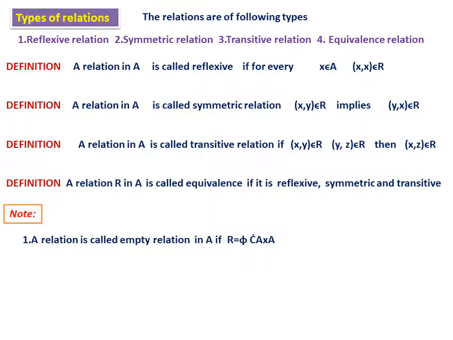Then we have also seen these two. A relation is called empty relation if R equal to phi, because phi is a subset of A cross A, therefore it is also a relation which is called empty relation. Then a relation is called universal relation if R equal to A cross A, because A cross A is also a subset of A cross A, therefore it is also a relation that is called universal relation. So these are the things we studied.